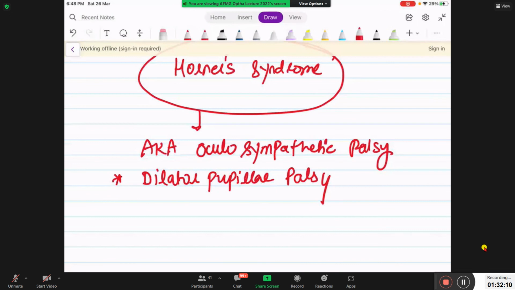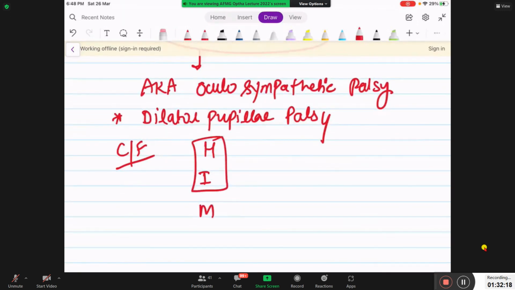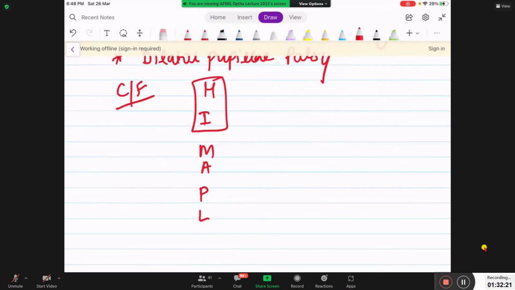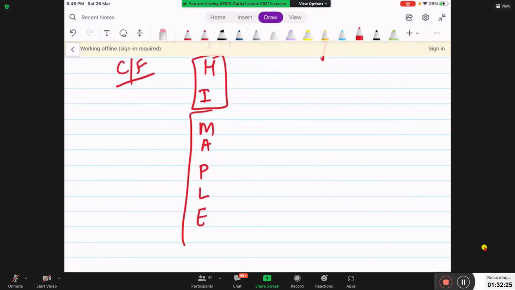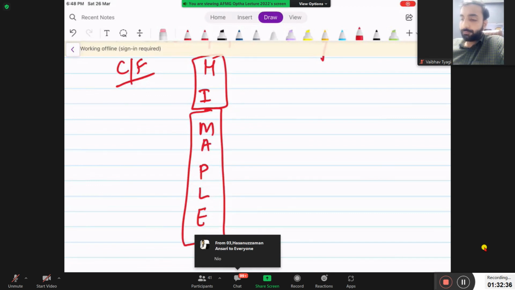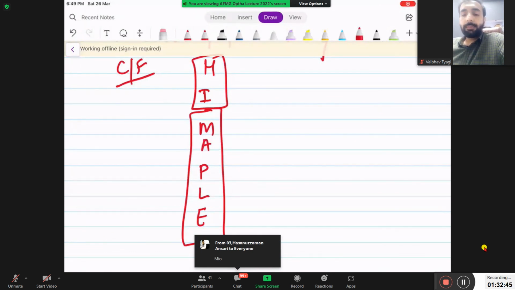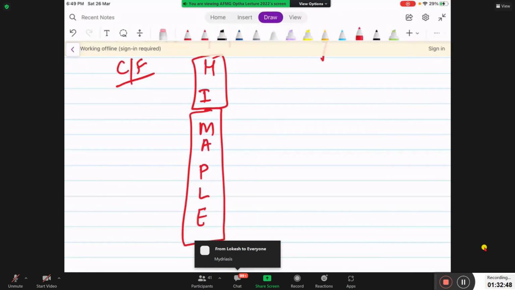Okay. Now write down clinical features. The mnemonic is High Maple. Maple syrup, you all know. And High COPS was the mnemonic for? Tell me. Meiosis. Meiosis was High COPS, right? And Big Oats was for mydriasis. Here in Horner syndrome, it is High Maple Syrup.